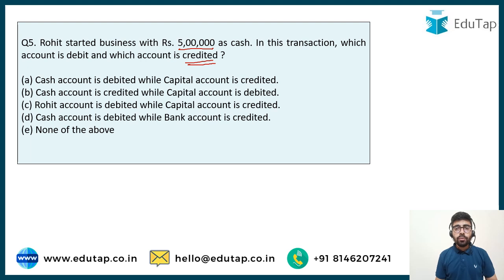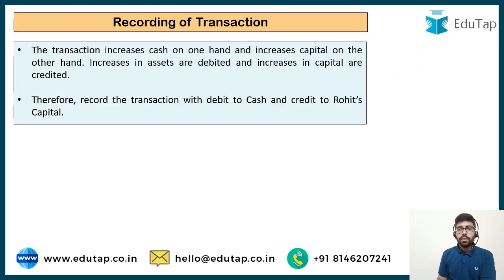Now first and foremost, you have to take a look at the things from the perspective of a business. Just follow this particular philosophy and you will be able to identify what is to be debited and what is to be credited. So the options are cash account debit, capital account credit, cash account credit, capital account debit, Rohit account debit, capital account credit, cash account debit and bank account credit, or none of the above.